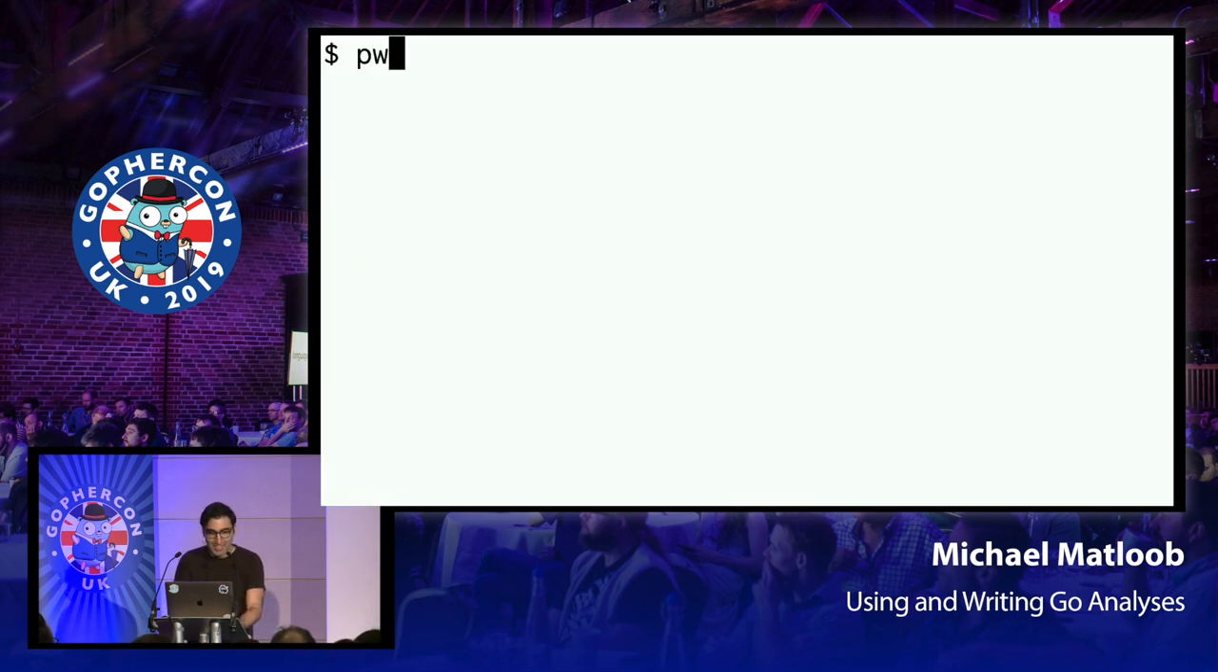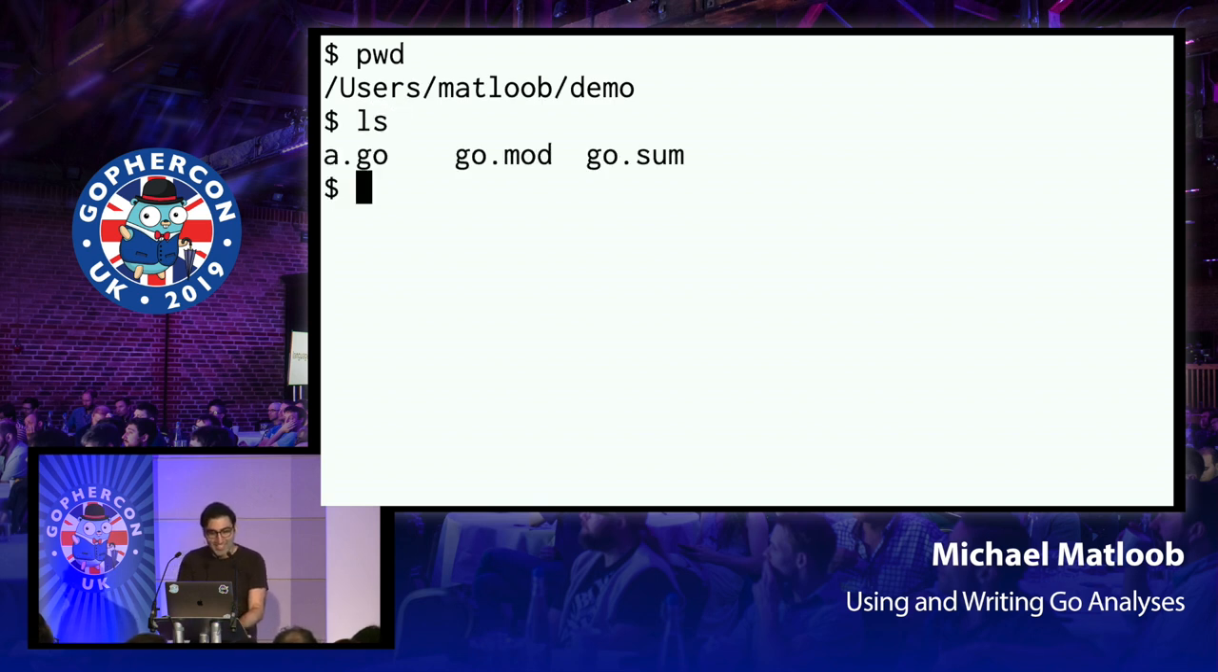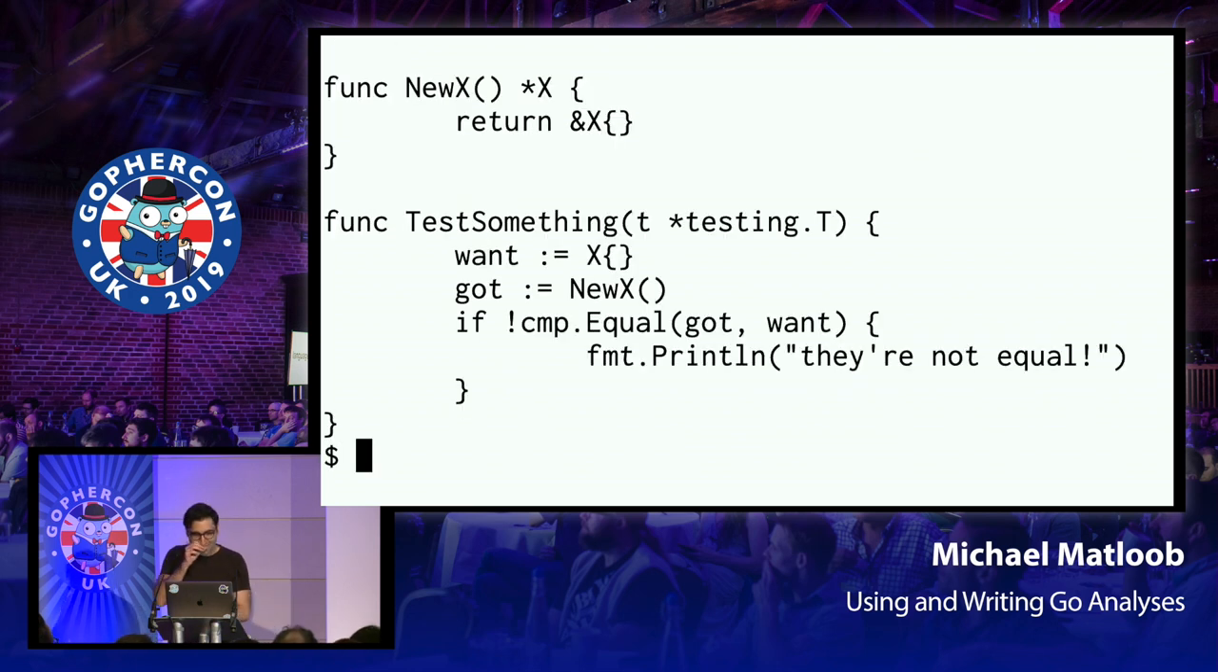So in my demo directory, I have some code. I'm using modules because I'm, you know, a good boy. And now I'm going to look at a.go. So this is pretty much the same thing I showed you earlier, just better formatted for the terminal. And I have a program. It's called check. And I'm just going to run it on the code in this directory.